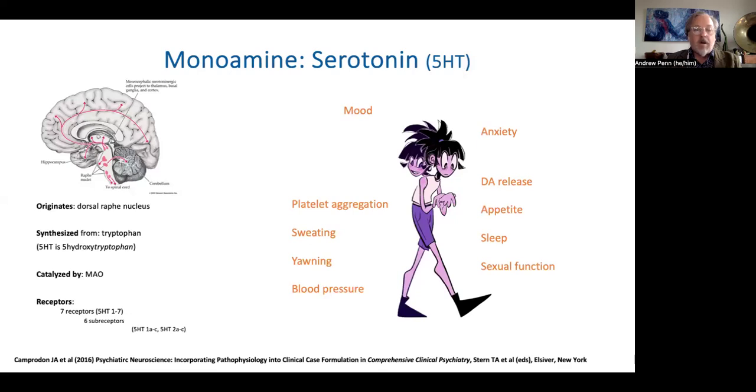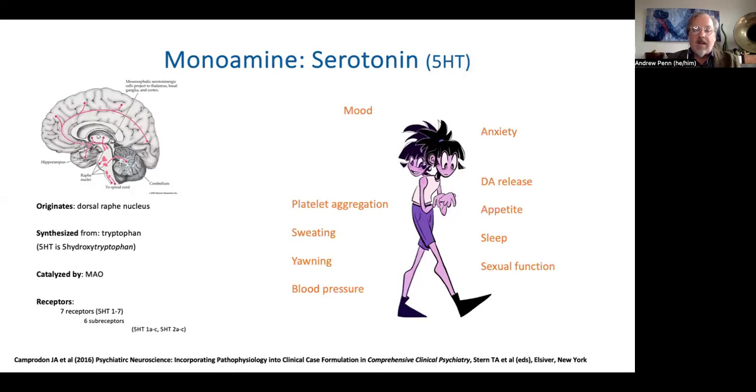Our next monoamine neurotransmitter is going to be serotonin. We talk a lot about serotonin in psychiatry. It actually occupies a relatively small amount of brain activity, but it gets a lot of attention because it's a useful neurotransmitter to manipulate for certain conditions such as mood and anxiety. This monoamine neurotransmitter, serotonin, which is often referred to as 5-HT, which is short for 5-hydroxytryptophan, the amino acid from which it is synthesized, comes from the dorsal raphe nucleus.